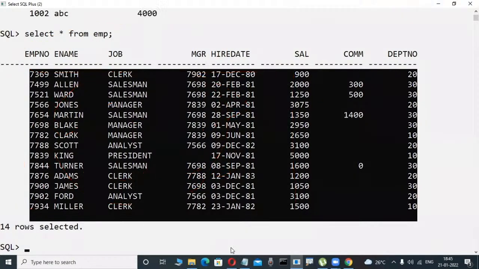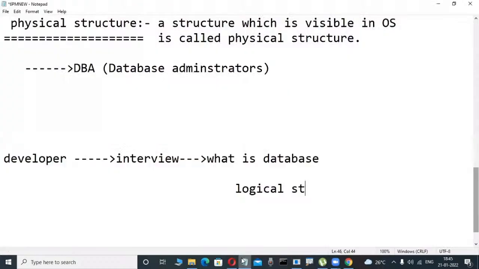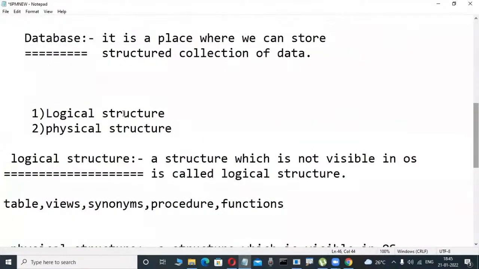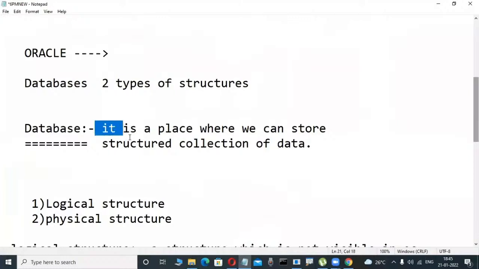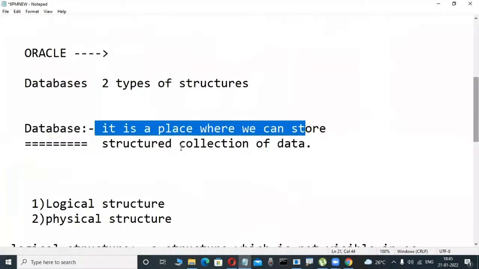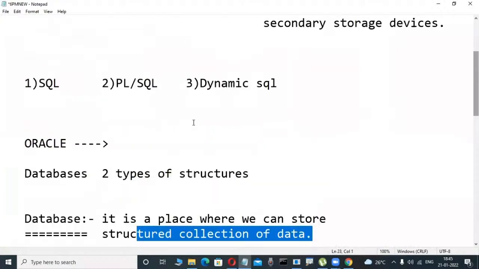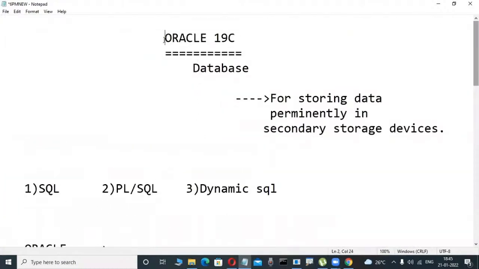That's why, in books or when we type "what is a database" in Google, two definitions are there. Most developers write that it is a place where we can store a structured collection of data. Understood? Oracle is a product from Oracle Corporation. In our course we are learning the 19c version only, and this is a database product.